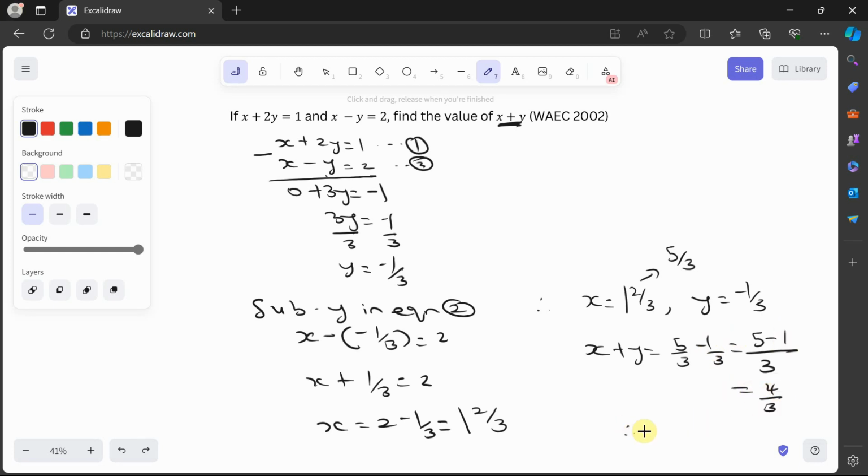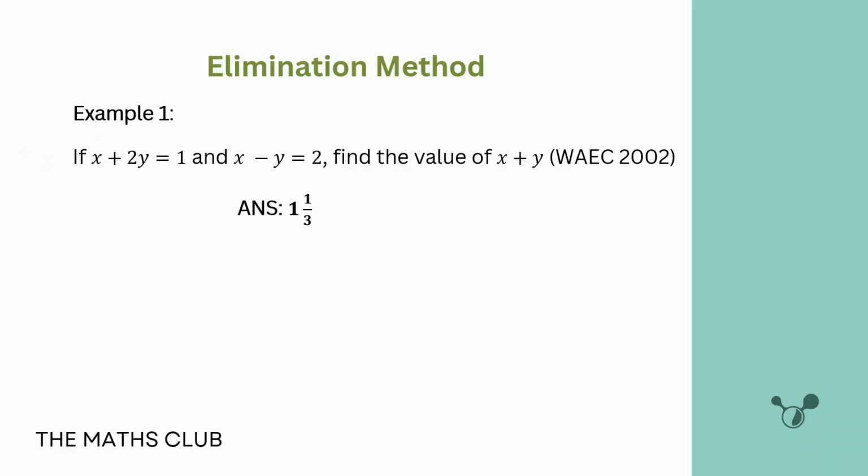So therefore, x plus y is equal to 1 whole number 1 over 3 or 4 over 3. So this is basically how we solve this particular question. Let's see if our answer is correct. Great, 1 whole number 1 over 3.